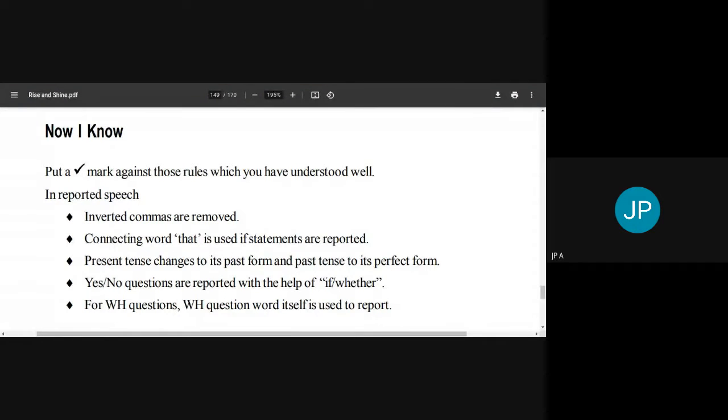So it will be easy for you. You will not be given individual sentences to convert into reported speech. Rather, you will be given a small conversation in a paragraph, and there will be some blanks which have to be filled with the verbs which are given in brackets. So that is how this is presented for the exam.